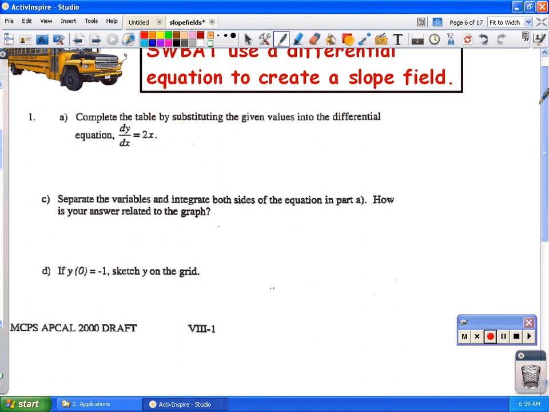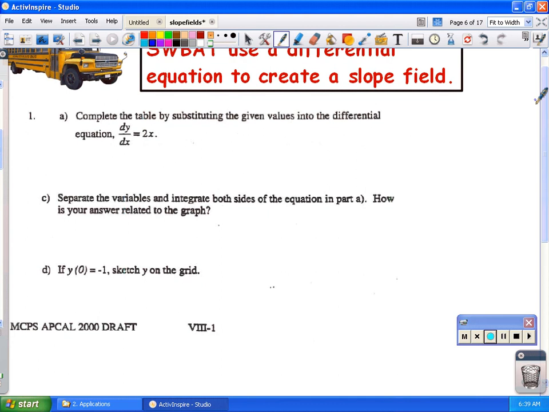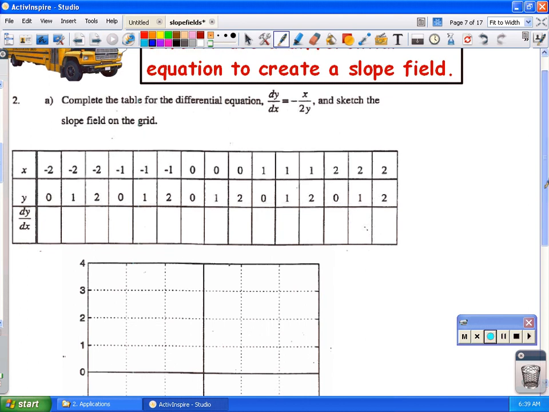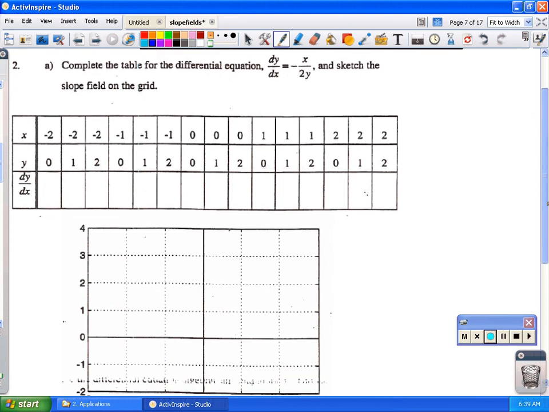Not sure why I have this page in here, because we just talked about that. So let's move on to the next page. All right, here's another example, number 2. And again, I'm going to ask you to read this, and you're going to create another slope field.